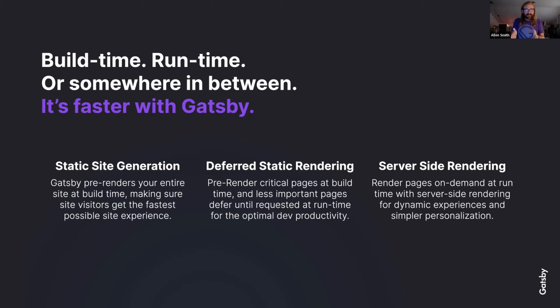Now, Gatsby also has this middle ground hybrid rendering option that we call deferred static rendering or deferred static generation. And that's a way of threading that needle, right? You have maybe lots and lots of old blog content that is not necessarily trafficked very frequently. You can tell Gatsby to only build that content the first time that it's requested. And from that point, it's cached and served from the edge, just like it would be if it were generated at build time. But this is a way of speeding up the build process by not building things that you don't necessarily need until you need them.